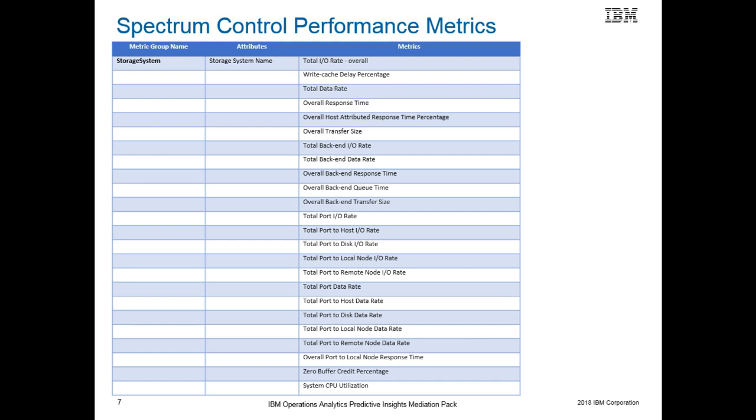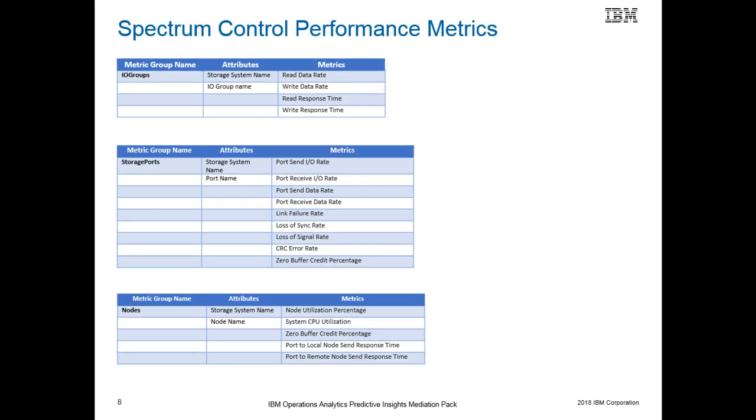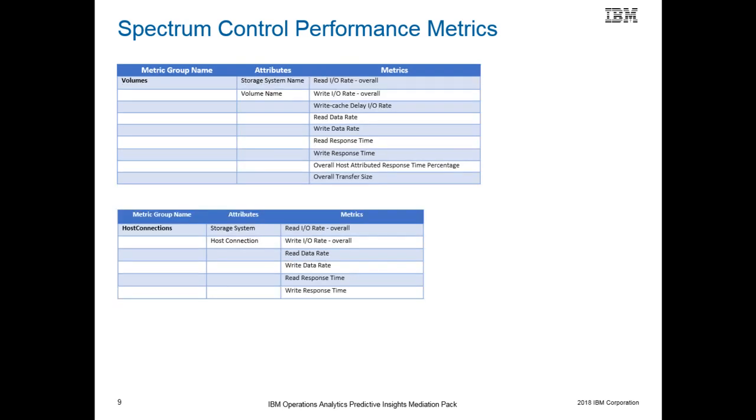The following slides show tables that illustrate how the metric content from the CSV files is used in the Predictive Insights product. The first metric group is for the storage system group. The next metric groups are the I/O groups, the storage ports, and the nodes. The last storage metric groups are the volumes and host connections.